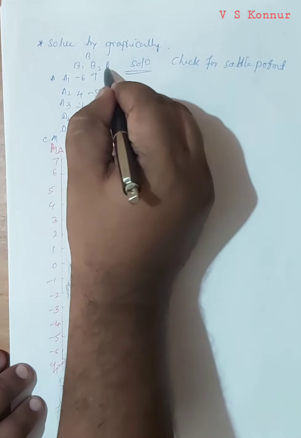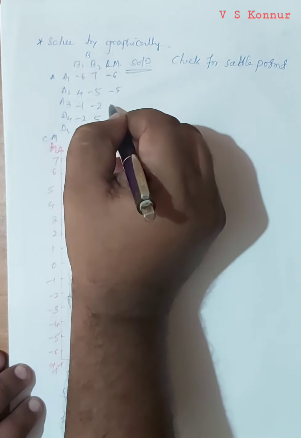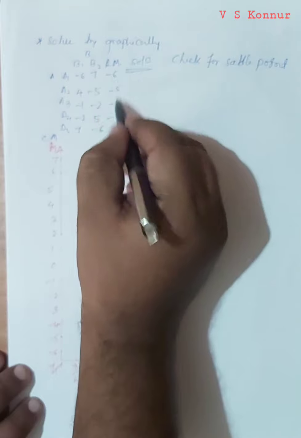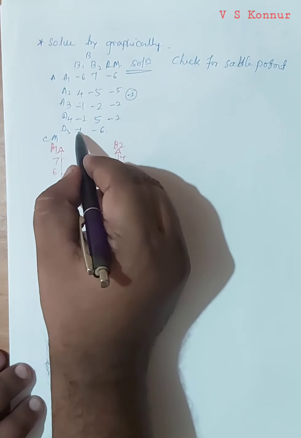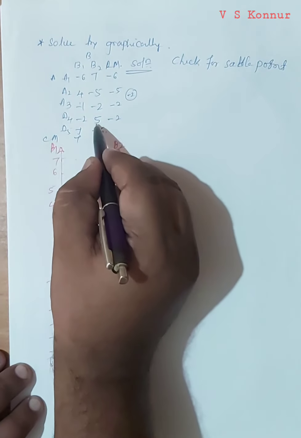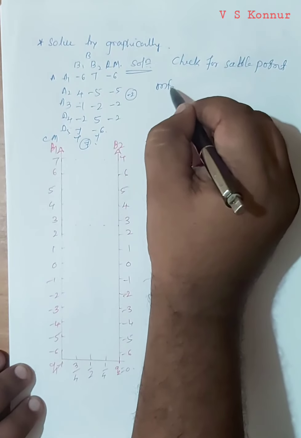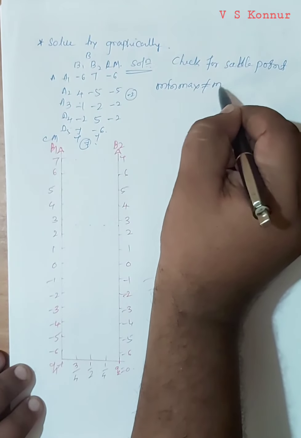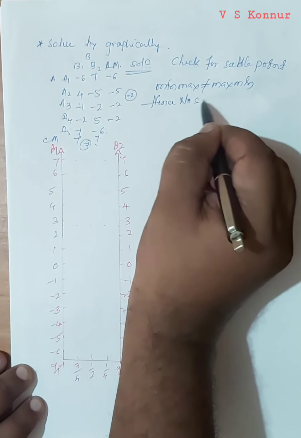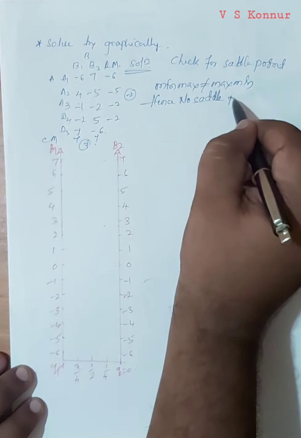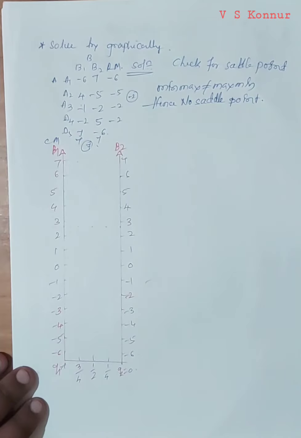Column maximum, row minimum. Minimum is -6, minimum is -5, -2, -2. Maximum in this is -2. Maximum is 7. Maximum is 7. So minimax is not equal to maximin, hence no saddle point. So when there is no saddle point, you have to start the graphical method.